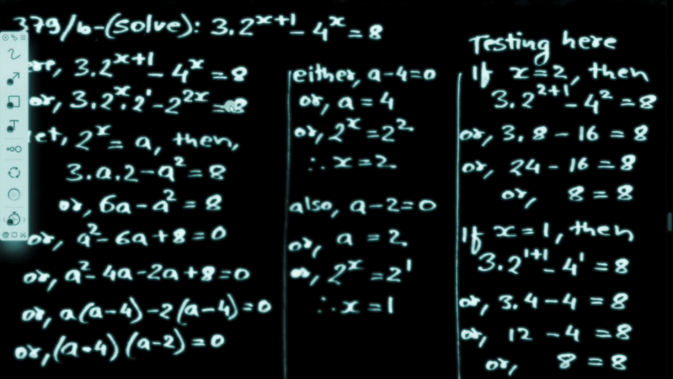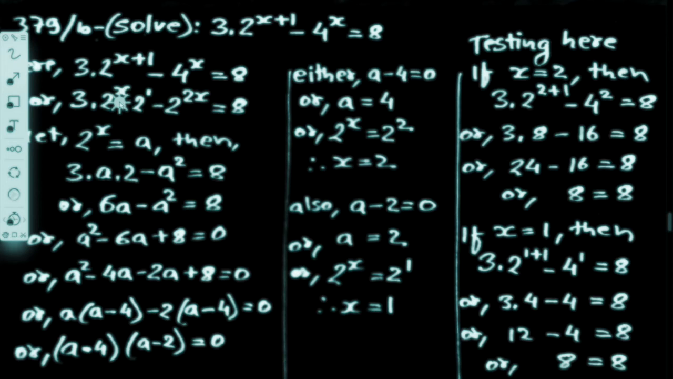equals 8. To make our calculation easy, we should replace 2 power x with a single variable. Let 2 power x equal a. Then 3 into 2 into a.